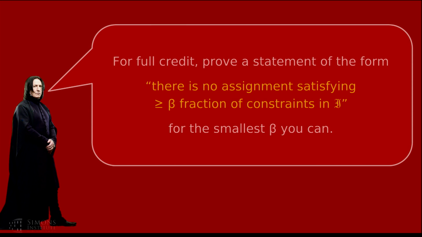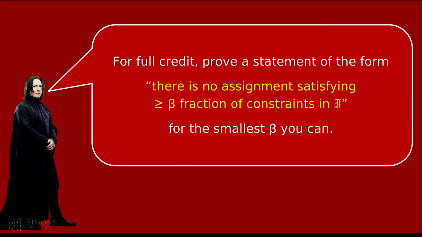So let's imagine that the homework further says, for full credit, I don't want you to just prove that this instance I is unsatisfiable. I want you to actually prove a stronger statement saying that every assignment to the variables x doesn't even satisfy a beta fraction of the constraints. Okay, you should try to do that for beta as small as you can. So it's not just unsatisfiable, it's quite unsatisfiable. So if beta is 1, this yellow command is the same as asking you to prove that the instance is just unsatisfiable.